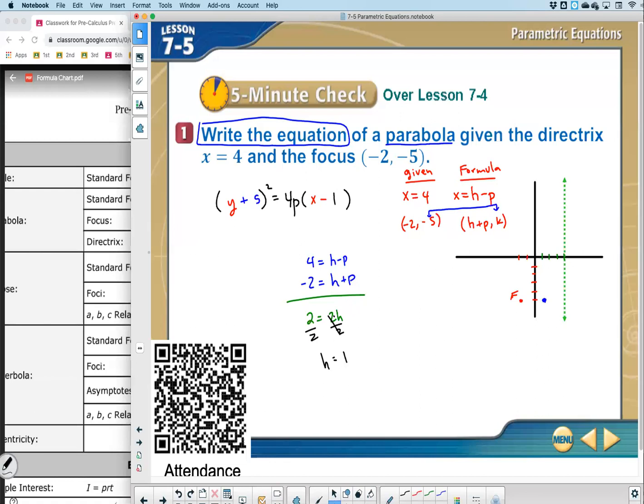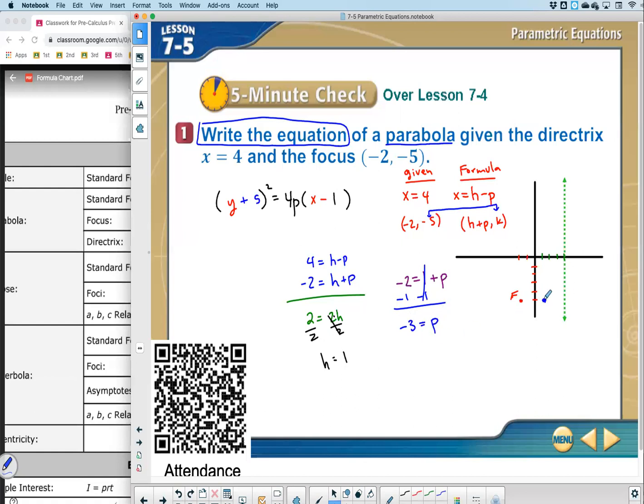We need to solve for p. I would suggest pulling either one of these two equations to solve for p. Now that we know h, we just plug it in. I'll take this bottom one right here. I think this one would be the easiest personally. And so I'm going to say, instead of h, I'll say 1 plus p. So negative 2 is 1 plus p. How do I isolate this p? We subtract 1. And so negative 2 minus 1 is negative 3. So negative 3 equals p.